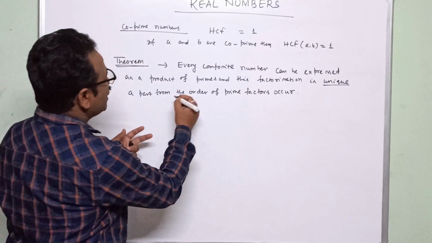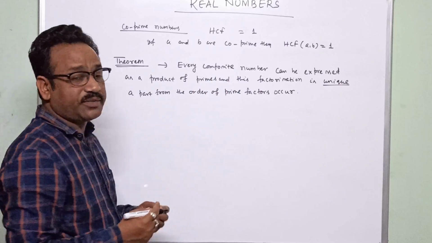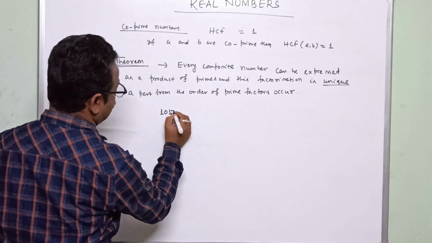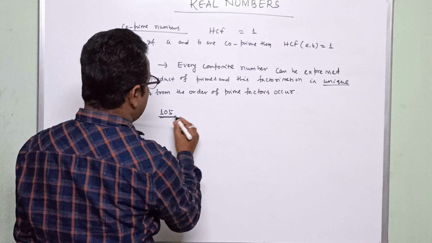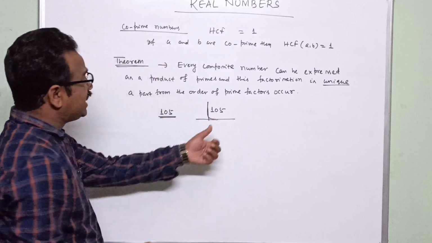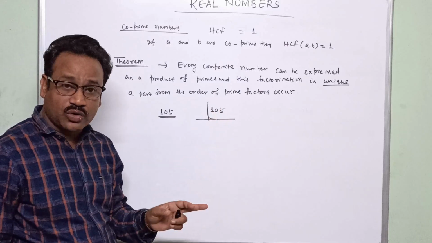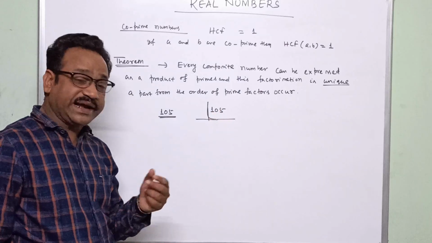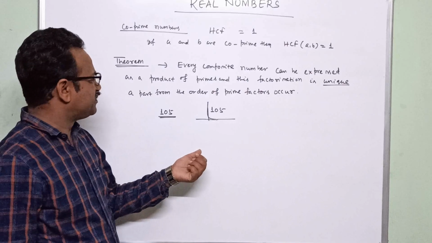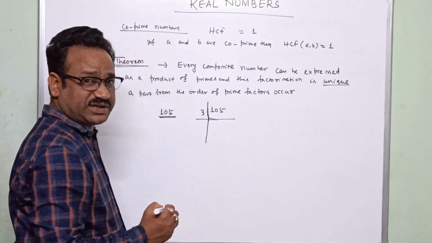So now, suppose we take one example. Every composite number, every natural number is also the product of prime factors. Suppose we take 105. Can I divide it by 2? No, because a number is divisible by 2 only if it has 0, 2, 4, 6 or 8 in its unit place. So it cannot be divided by 2. Now, can it be divisible by 3? Yes, because the sum of digits is 6. You know the divisibility test from the junior classes.